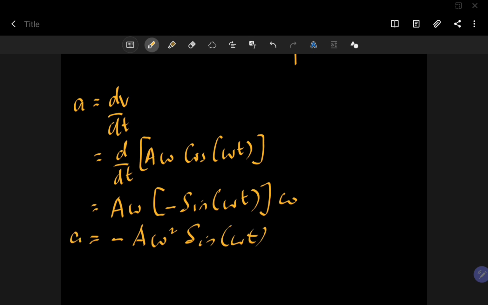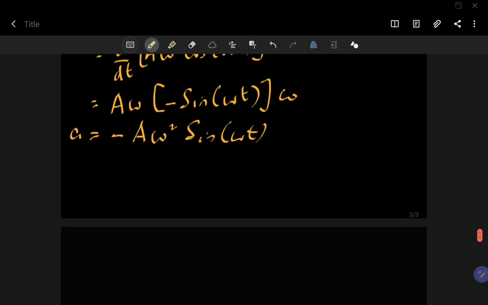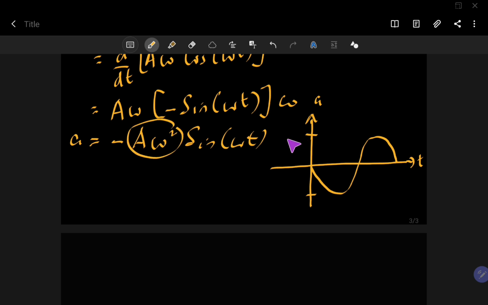So the graph of a now is purely sine but negative. How is it? Purely sine negative, just like this. This is the axis. Purely negative sine. Okay, so this is the sine graph, which is negative. Alright, a against t. So the amplitude now represents A omega squared.